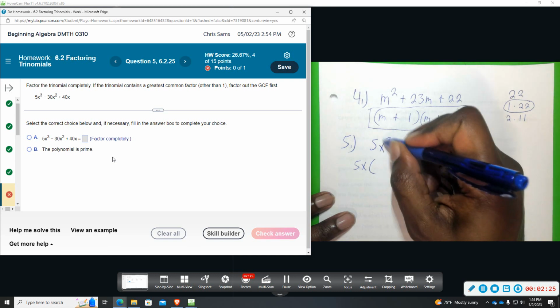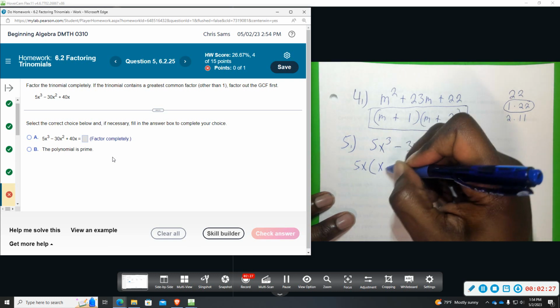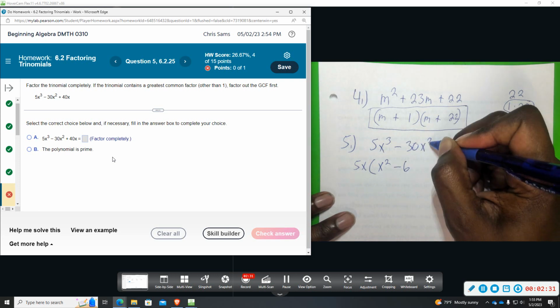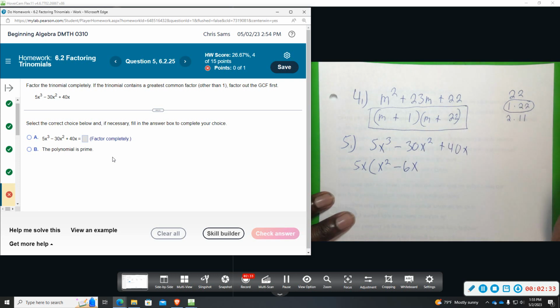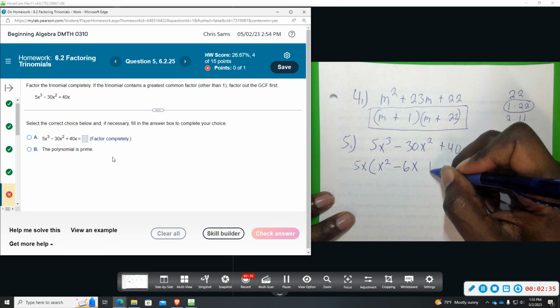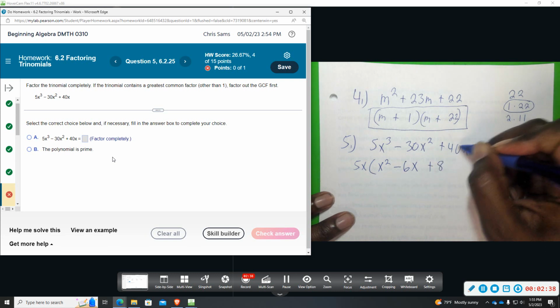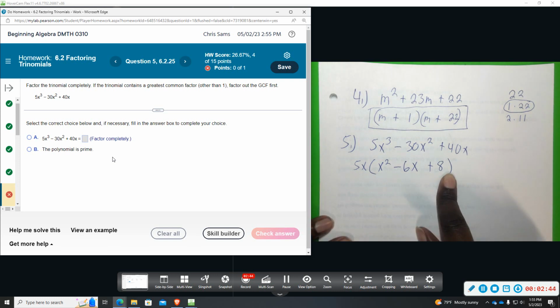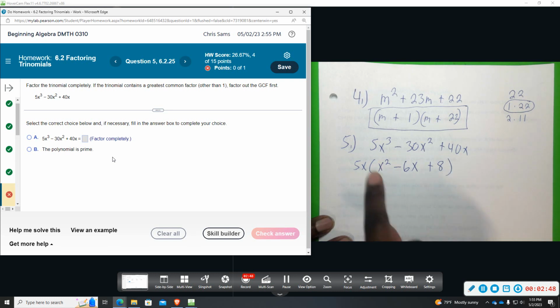So divide by 5x, that will leave me with x squared. Divide by 5, negative 6, pull out 1x, so that leaves 1x. 40 divided by 5 is 8, and then we pulled out that x. So here's the remaining quadratic. And at this point, we want to factor the part that's in the parentheses. This 5x is just going to come down and stay with us.